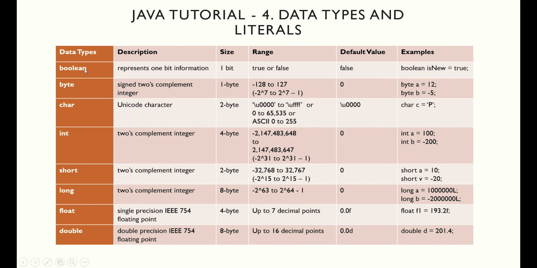Boolean. The Boolean data type represents one bit of information. There can be only two probable values, true or false. Default value is false. General syntax is boolean identifier value.